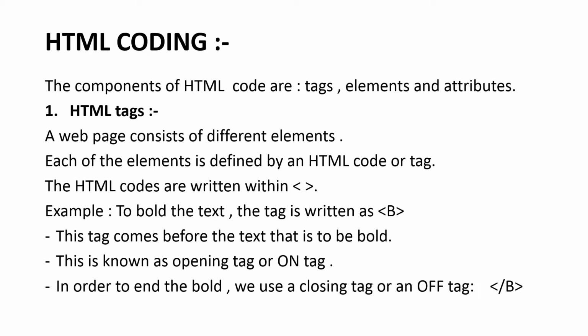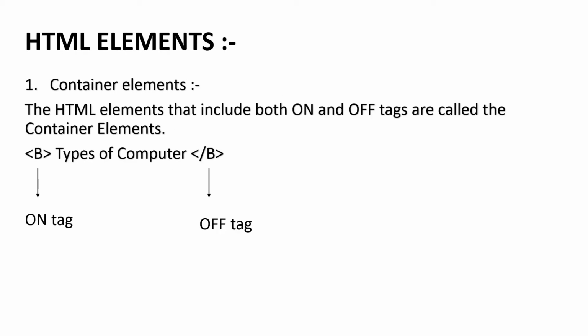Now moving on. The next component in HTML coding is HTML elements. Inside HTML elements, there are two types of elements. First is container elements and second is empty elements. First, we will see about container elements. As you know now what is an on tag or off tag, the on tag is always written before the text, and the off tag is always written after the text. The HTML elements that include both on tag and off tag are called container elements.